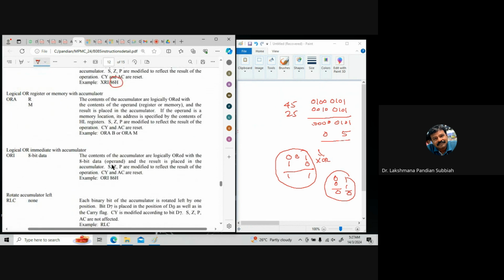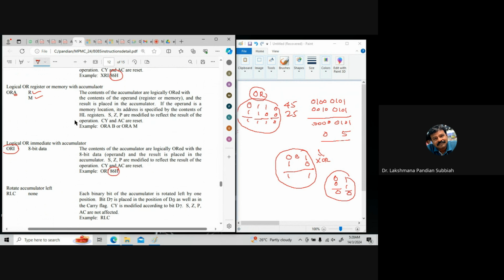Then the OR operation, which all of you know. 0 and 0 gives 0, 0 and 1 gives 1, 1 and 1 gives 1, and 1 and 0 also gives 1. Whenever both are 0, the result is 0. That is the OR case. So we have OR with accumulator, OR operation with the accumulator along with register and memory, and OR with immediate data.